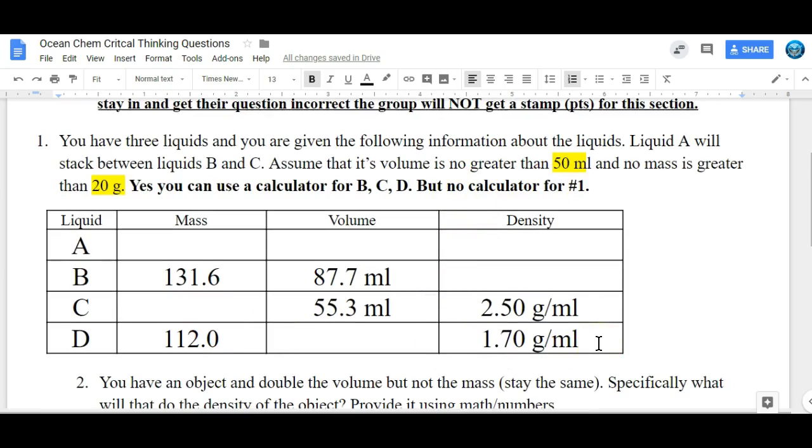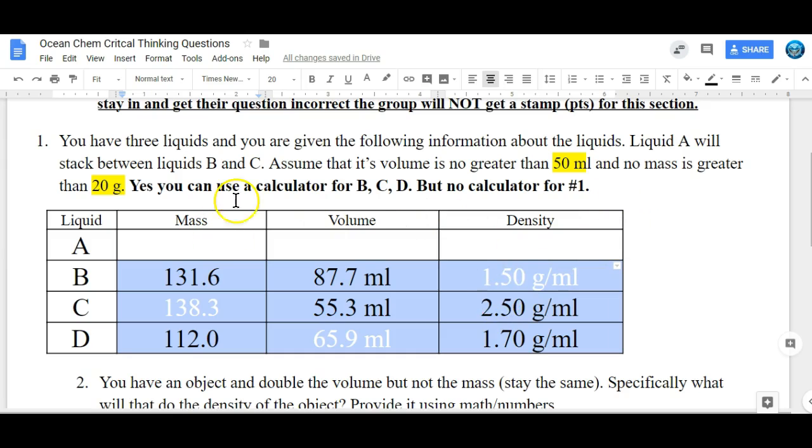Now, these are pretty simple. To figure out density, it's mass divided by volume. To figure out mass, it's volume times density. To figure out volume, it's mass divided by density. And I'll go ahead and show you the numbers here, and that's kind of what you should have gotten, more or less. But the question comes with liquid A.